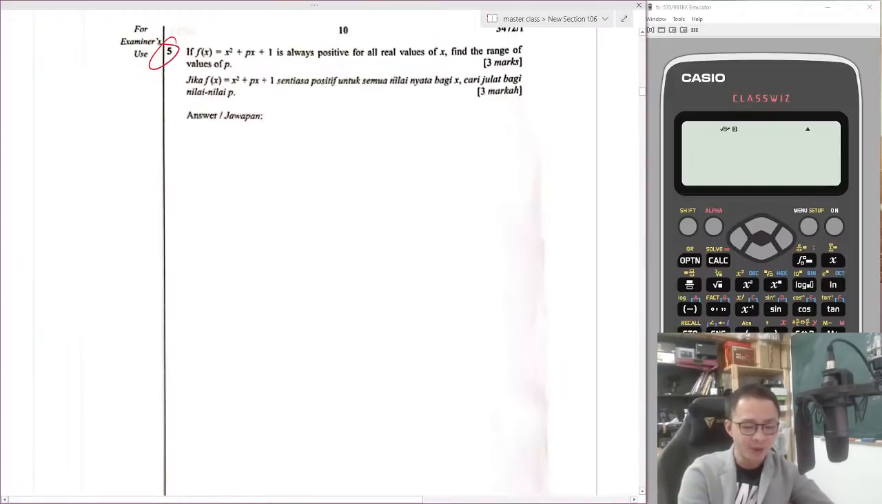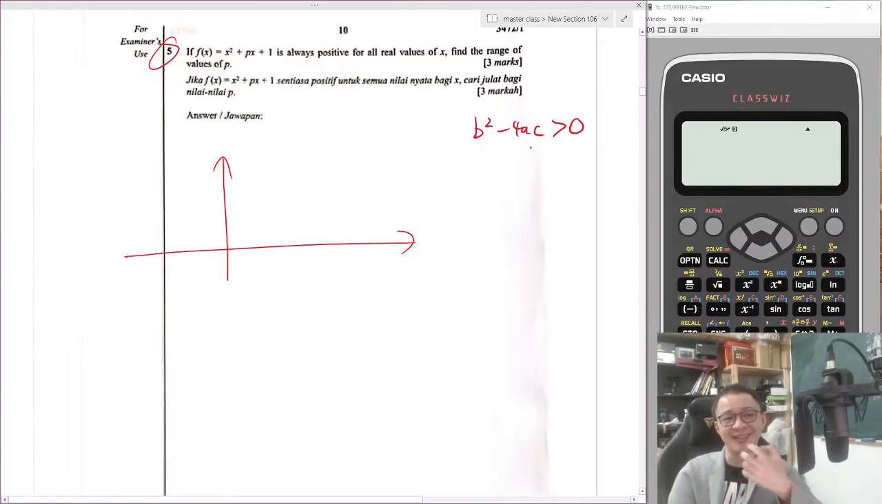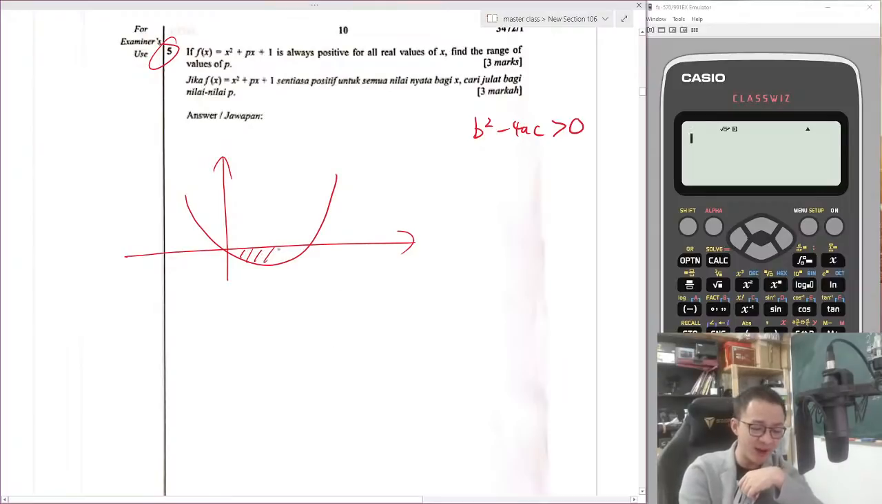Okay, so in order to get f(x) always positive, right? The easiest way is, I know f(x) always positive means the graph must be above the x-axis. The marking scheme does b squared minus 4ac bigger than 0. When bigger than 0, it means the curve intersects at 2 points. But when it intersects at 2 points, you have a problem because this area here is negative. So when they say always positive, I shouldn't have any negative area, so I cannot intersect at 2 points.